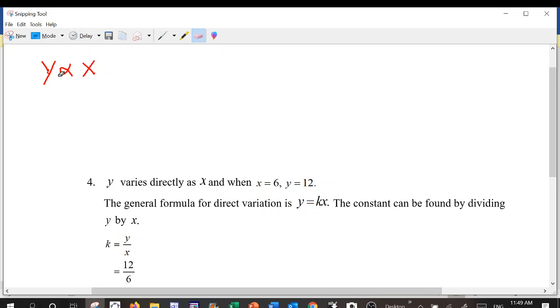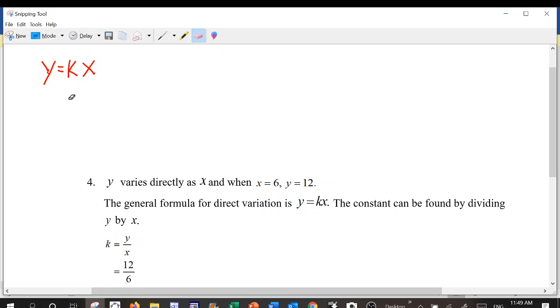So now instead of using this symbol, we use an equal sign and we put a constant here. So we know that Y varies directly as X, but this constant gives us the value that makes them equal. This is the factor that makes them equal. So for example, if y equals 2 times x, that means whenever you have x, if you multiply by 2, you get y, right?